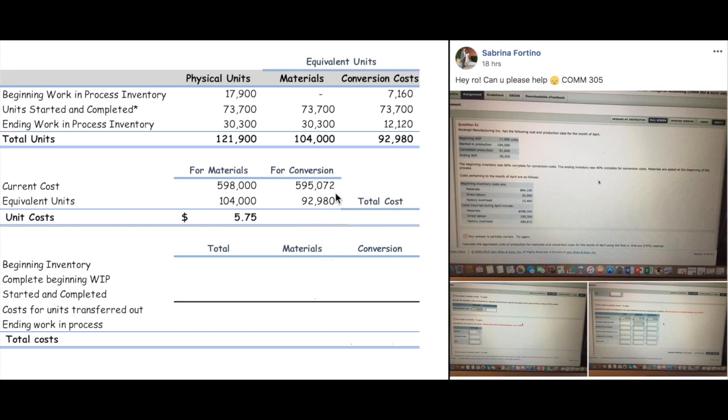With the same logic, we can divide the current cost for conversion by the number of equivalent units and obtain the unit cost for conversion. If we add up these two unit costs together, the DM and the conversion, this is going to offer us the total unit manufacturing cost. So in required 2, the answers that they're looking for are these unit manufacturing costs that we've just computed.